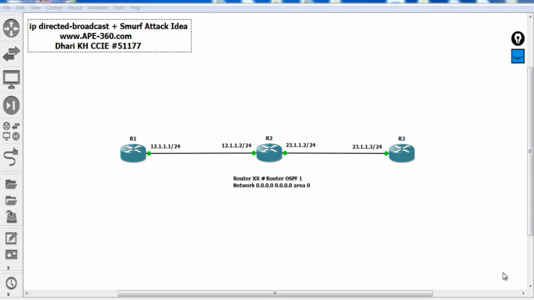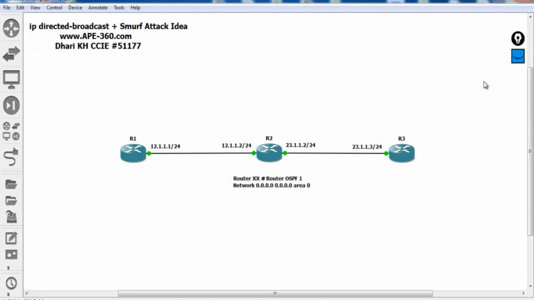Today we're talking about a very important command called IP directed broadcast and its relationship to another type of attack called a smurf attack. It is really very important. So what is the idea behind IP directed broadcast?